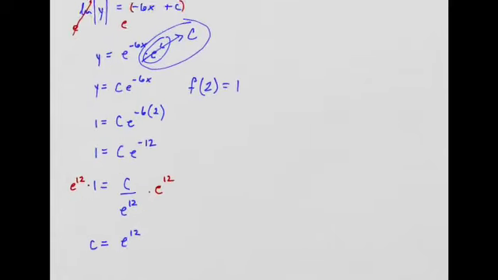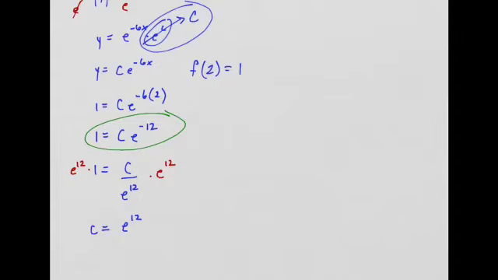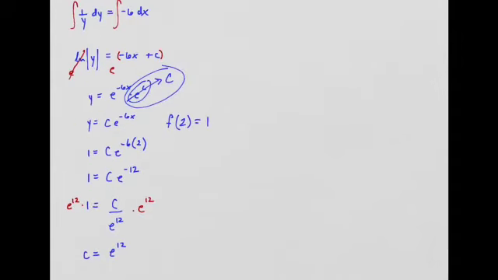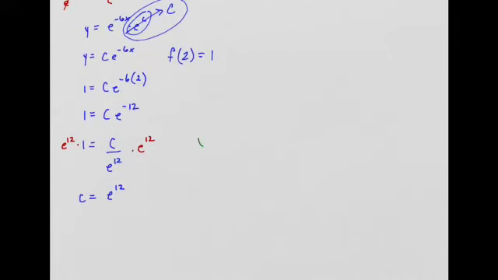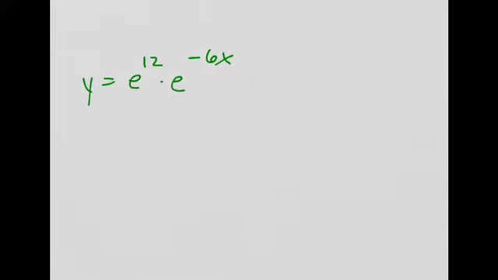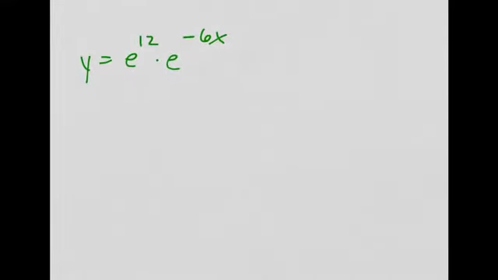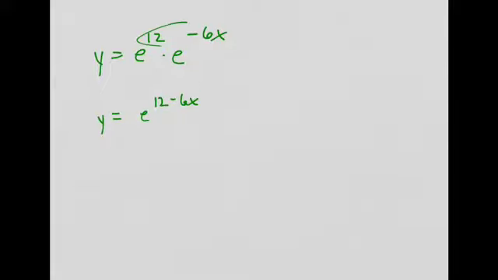So I take my general solution, which is here. That's my general solution, and I'll plug in c. So y equals e to the 12th times e to the negative 6x. But I already have the same base, so might as well just write e to the 12 minus 6x, because that's the same thing. I add the exponents. 12 plus a negative 6x is that.